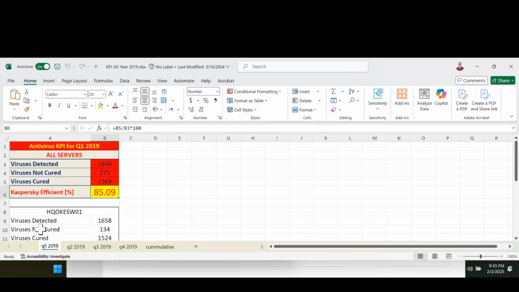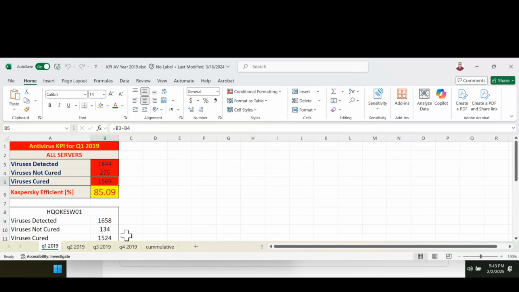This is the total number of viruses, this amount, and this was the virus not cured or treated, and this is the virus cured. So if I divide this number over this number, I will get the effectiveness. If I tell you that this was measured in Q1.